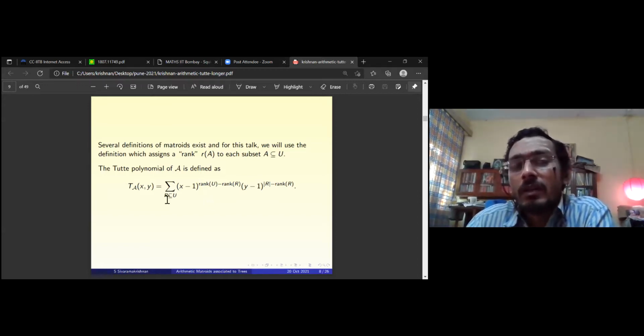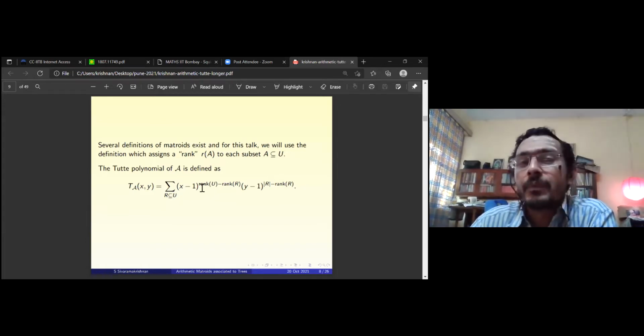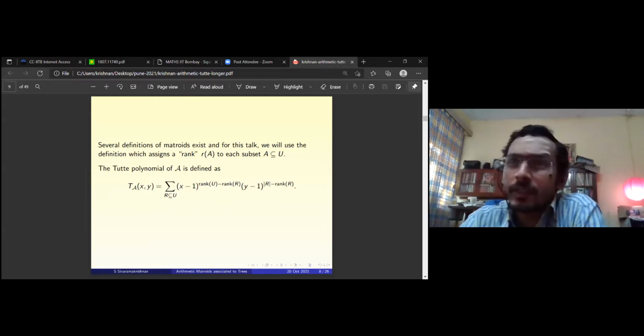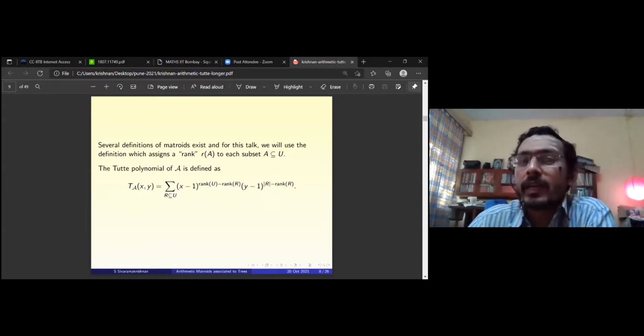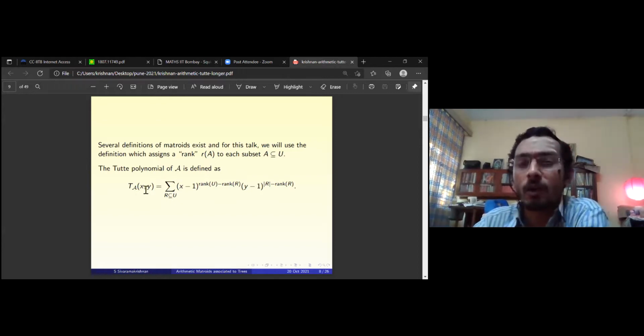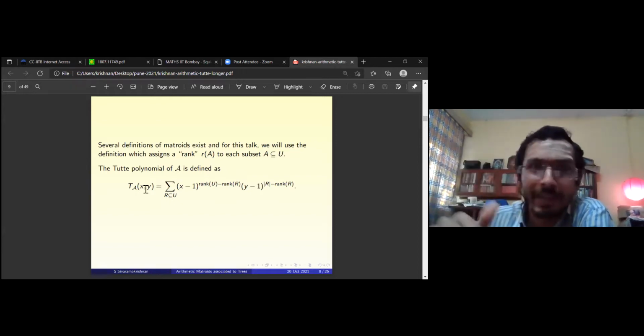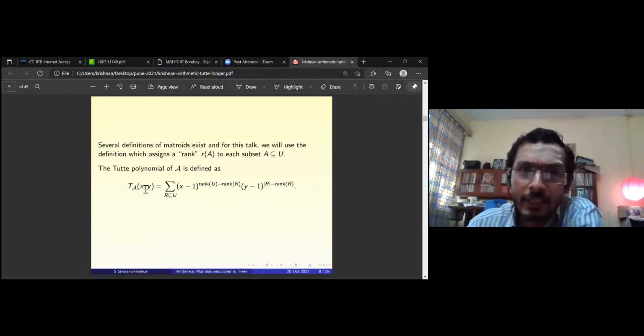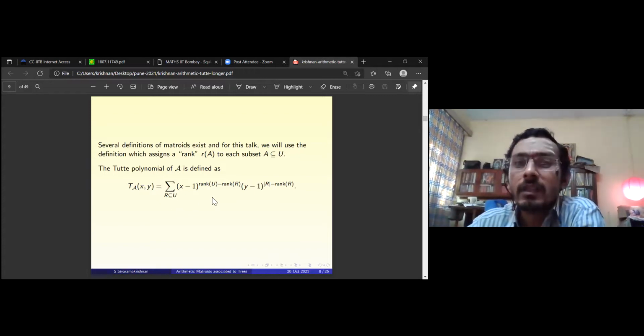So R is a subset of U here, correct? All possible subsets of U get defined some rank. So we have (x minus 1) to the rank of U minus rank of R, times (y minus 1) to the size of R minus rank of R. The rank of R will definitely not exceed the size of R, so all of these exponents will be non-negative integers. These will be polynomials, not Laurent polynomials. You won't have things like 1 over x, or x to a negative exponent. That will not happen.